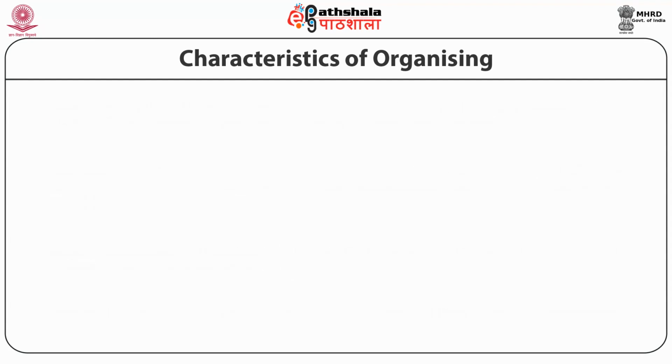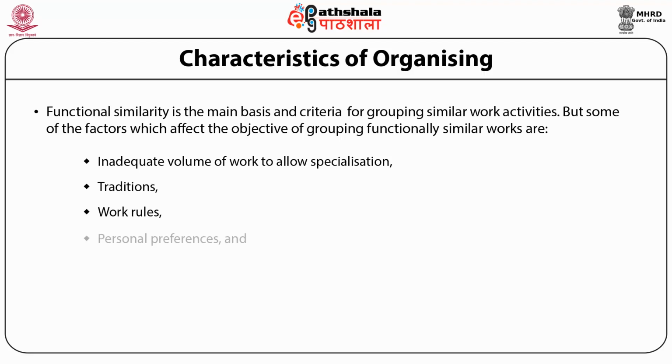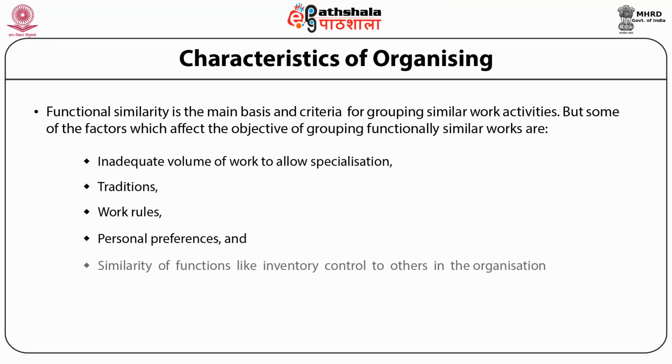Then what are the characteristics of organizing? The functional similarity is the main basis and criteria for grouping similar work activities. But some of the factors which affect the objective of grouping functionally similar work are inadequate volume of work to allow specialization, then traditions, work rules, personal preferences, and similarly functions like inventory control to others in the organization.